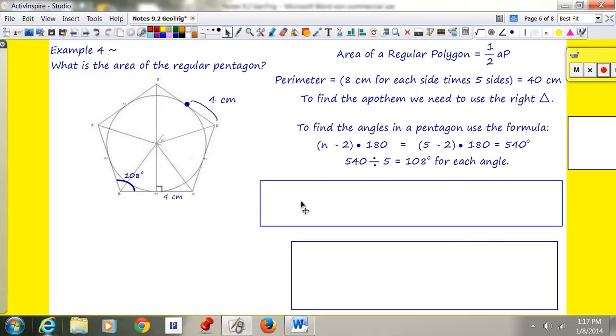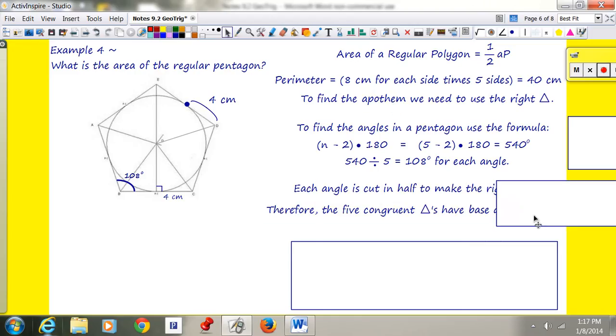Okay, so that's the first part. We're still looking for little a. Now each angle is cut in half to make the right triangle. You see how this angle C, which we know is 108, same thing with B, they cut it exactly in half to make this triangle. So all 5 congruent triangles have base angles of 54 degrees. So there's my 54 degrees right there. We're building this right triangle, finding pieces that we know. We know this is 4 centimeters from up here. We know that this angle now is 54 degrees.